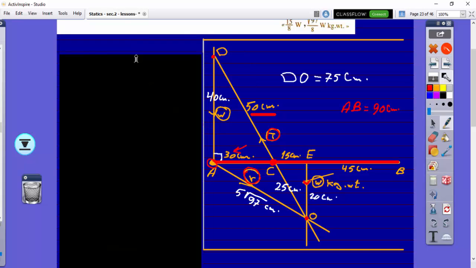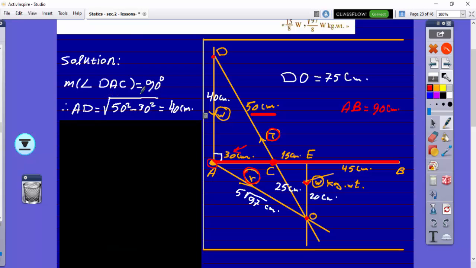Okay. Let's start from here. We know that the measure of angle DAC equals 90, because in equilibrium, AD is in a vertical position, right? So in this triangle ADC, AD equals the square root of DC squared, 50 squared, minus AC squared, 30 squared, which equals 40 centimeters. Now we know that AD equals 40.